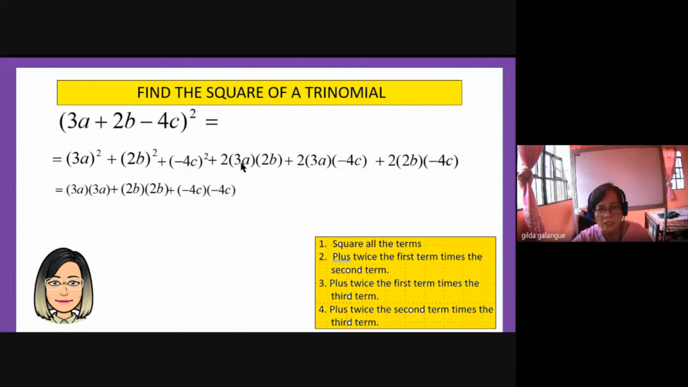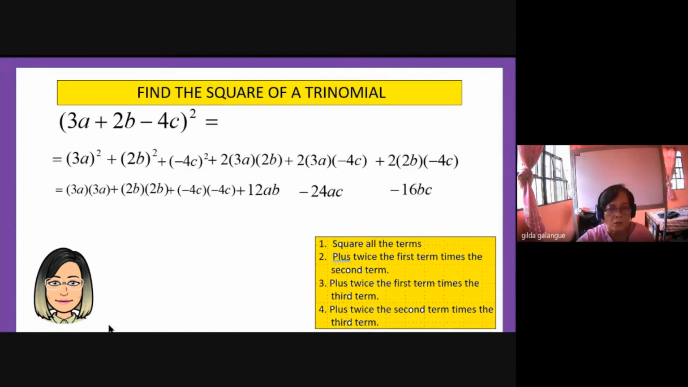2 times 3a is 6a. 6a times 2b is 12ab. Next, we have 2 times 3a is 6a. 6a times negative 4c. 6 times negative 4 is negative 24. A times c is ac. Negative 24ac. Next, we have 2 times 2b is 4b. 4b times negative 4c is negative 16bc.